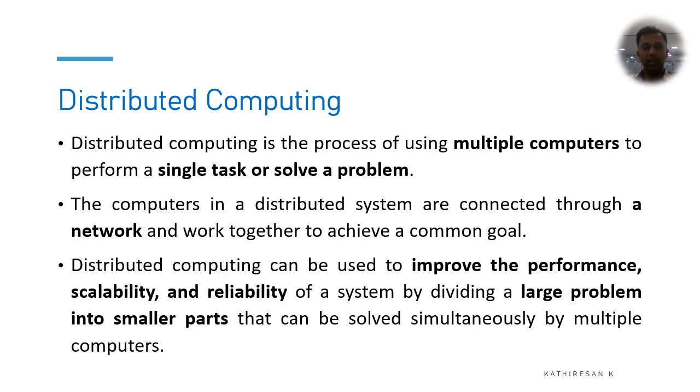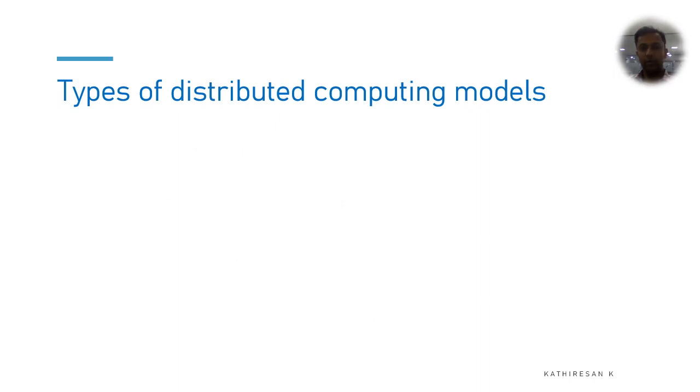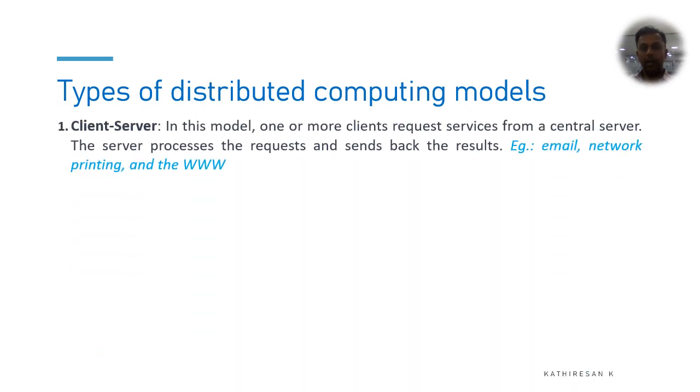Next, we see the types of distributed computing models. The first one is the client-server model. In this model, a central server provides a service to one or more clients. For example, think of a restaurant where a waiter, going to act as a server, takes orders from customers. The customers are the clients, and the waiter sends the orders to the kitchen for preparation. The kitchen processes the orders and sends them back to the waiter, who serves them to the customers.